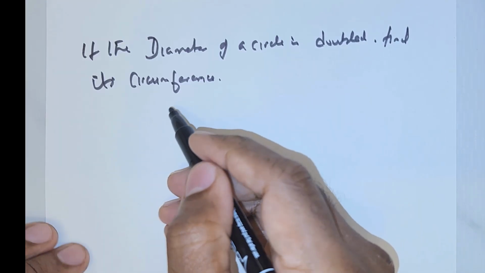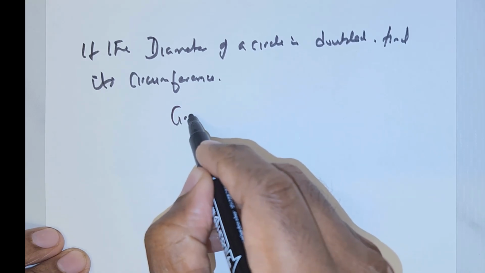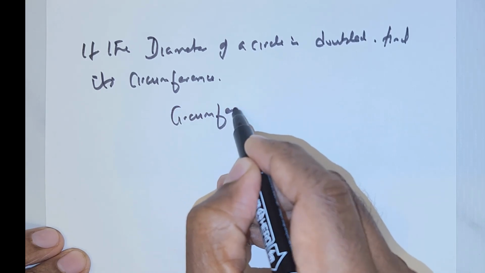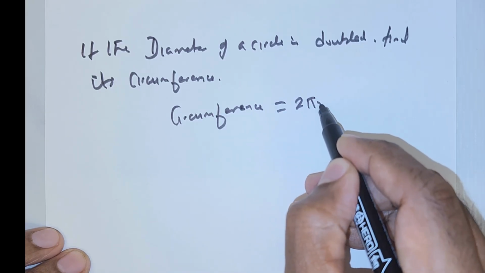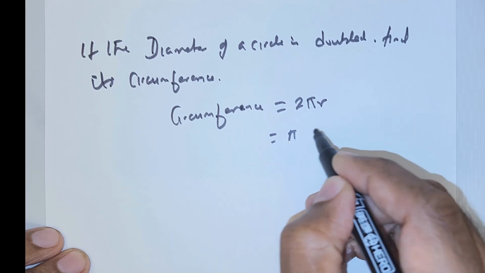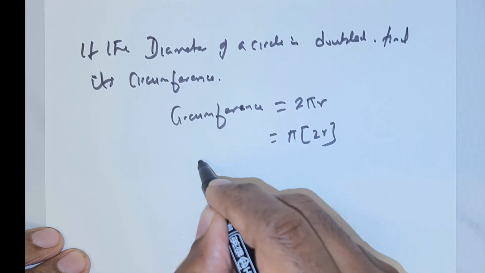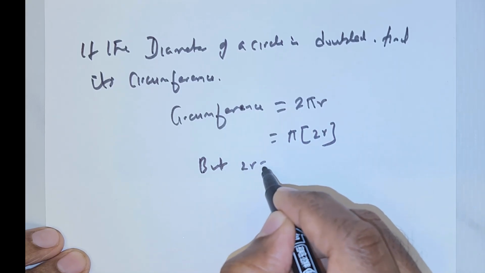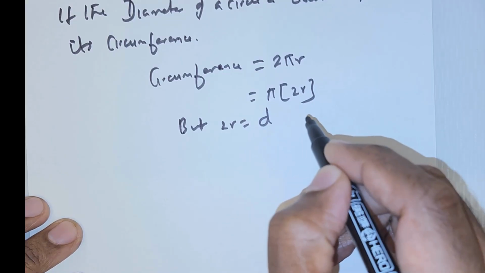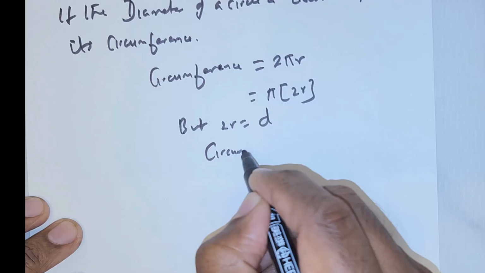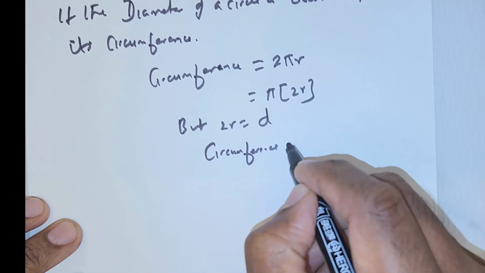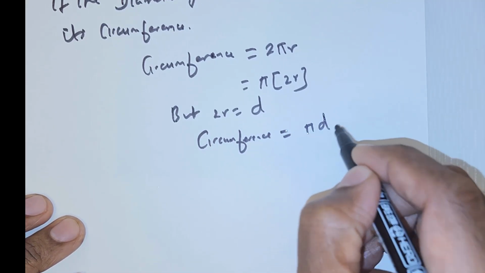Now the circumference has got a formula. So what is the formula? Circumference is equal to 2 pi r. I can rewrite this as pi times of 2 times r. But 2 times r is nothing but d. So the formula for circumference is going to be equal to pi times d.